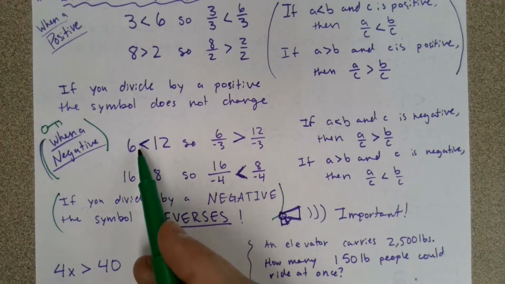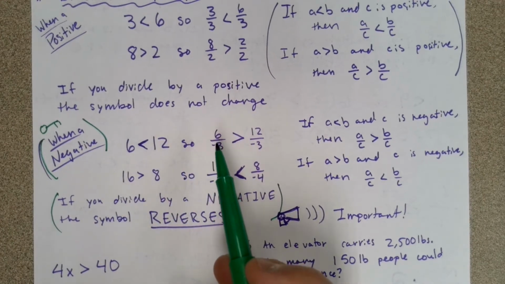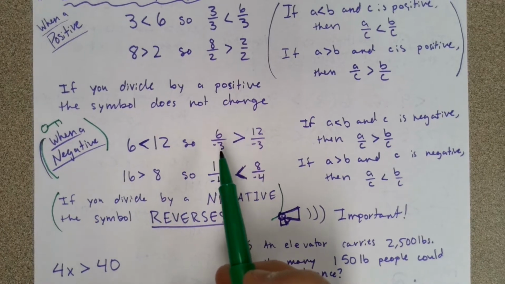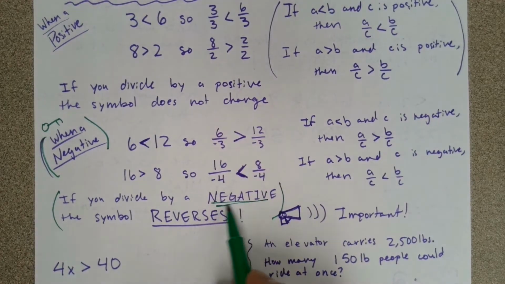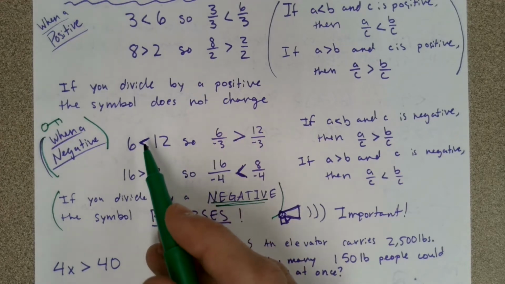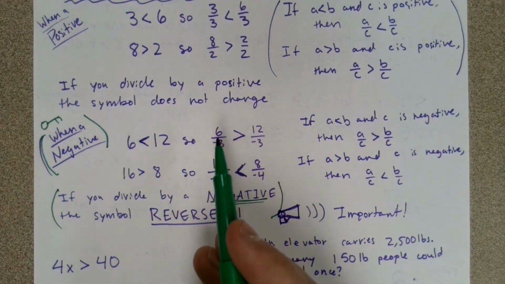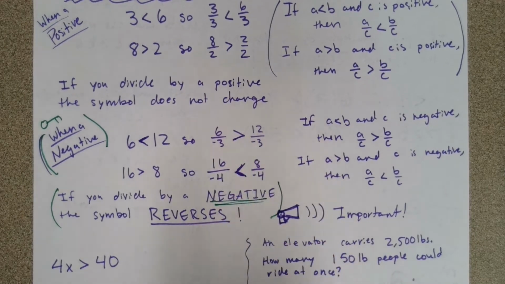So if we do 6 is less than 12, and we divide by negative 3, 6 divided by negative 3, 12 divided by negative 3, we divided by a negative number. Look how that symbol flips. Instead of 6 is less than 12, it becomes 6 divided by negative 3 is greater than 12 divided by negative 3. Why does this happen?